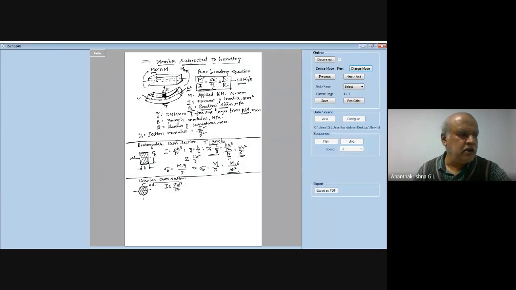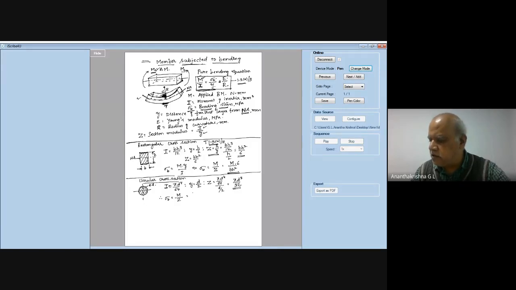Are you seeing the table there? Table 1.3. Okay, then y is equal to what? Y or c from table is equal to d by 2. So therefore, section modulus is equal to pi d4 by 64 divided by d by 2. That should give us pi d cube by 32. So therefore, bending stress is equal to M by Z, that is going to be 32 M divided by pi d cube.